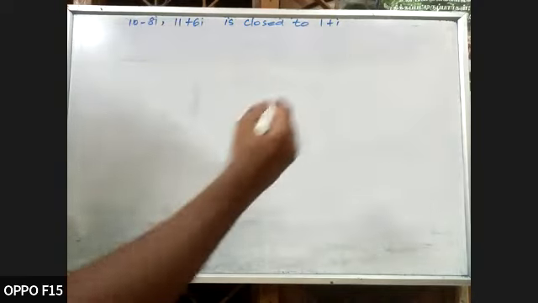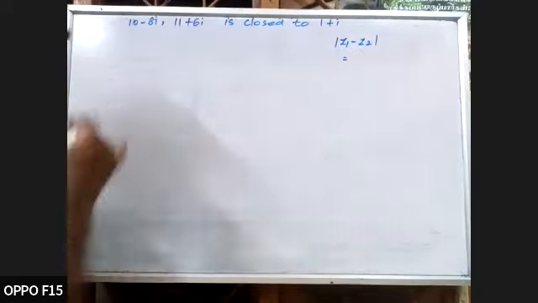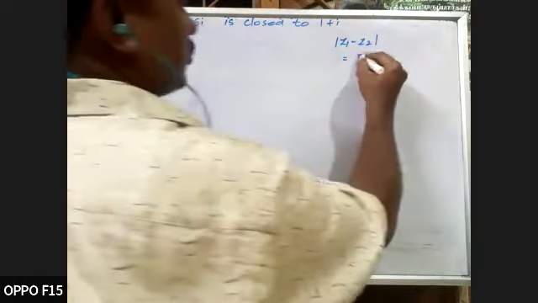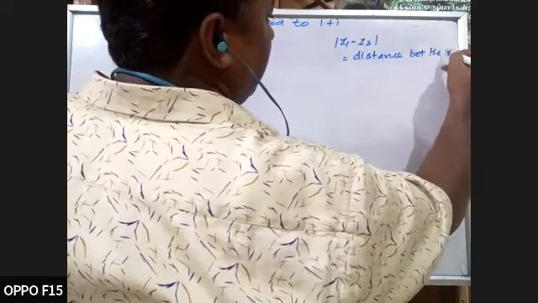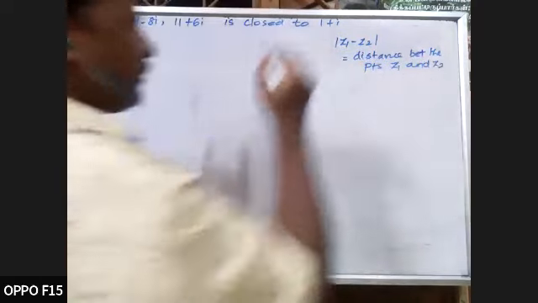So again, please listen here. I forgot to say something. Please, I forgot to give a property in your modulus. Please write it now: modulus of Z1 minus Z2, we can say, is called the distance between the two complex numbers. I forgot to give this modulus property. The distance between the 2 points Z1 and Z2 in the complex plane. So this is called the distance between the points Z1 and Z2. That is its meaning. I forgot to say this.